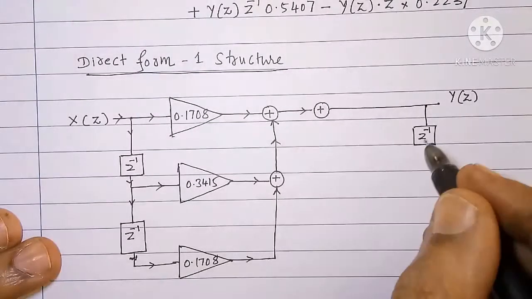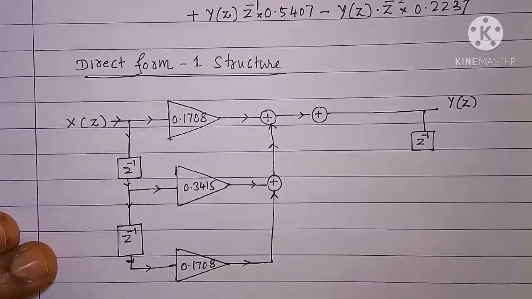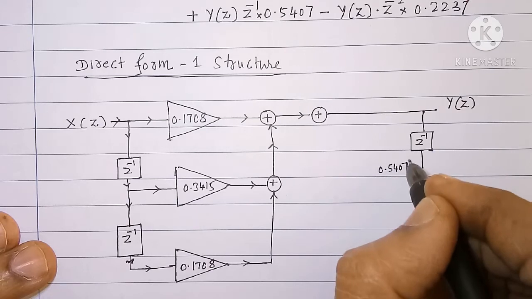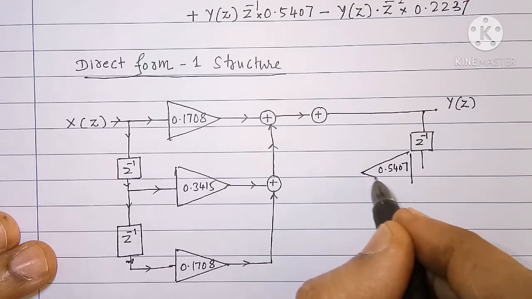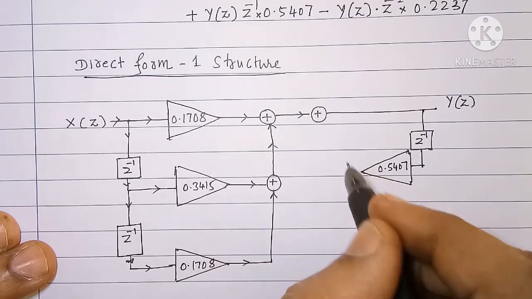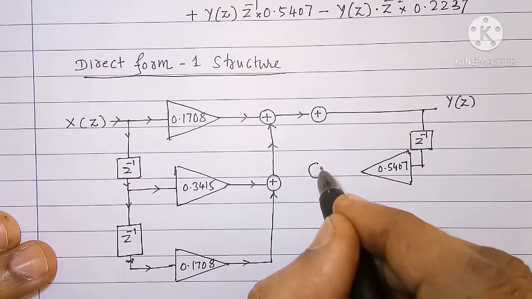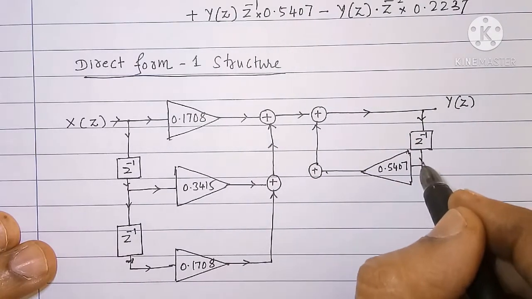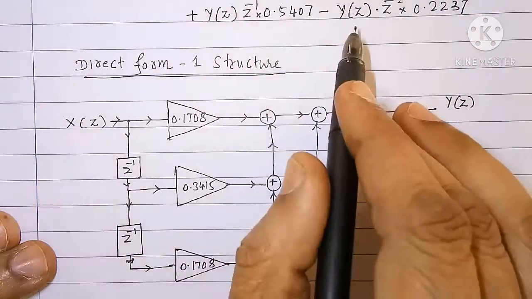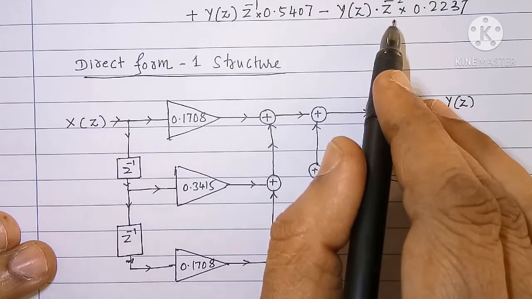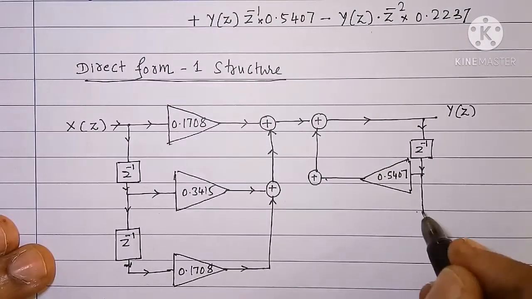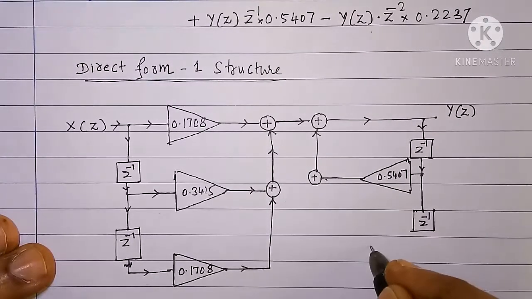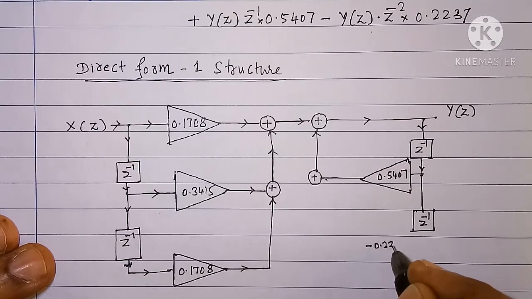y of z into z raised to minus 1, gain is 0.5407. We are having here minus y of z into z raised to minus 2 into 0.2237. So show one more z raised to minus 1 box here, that is delay box. Minus 0.2237.